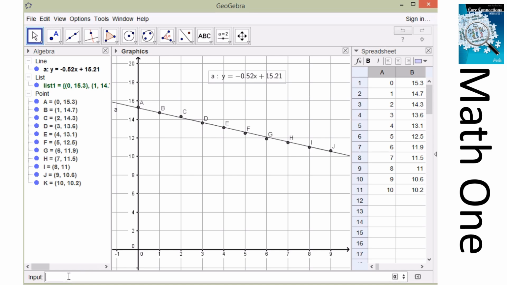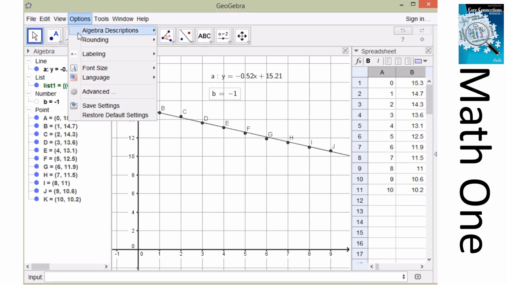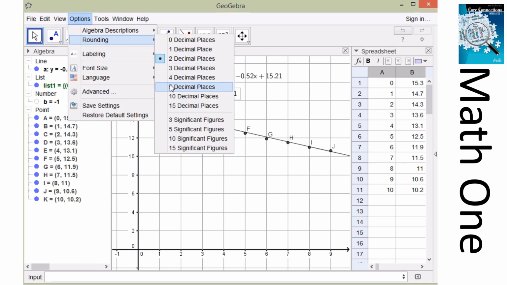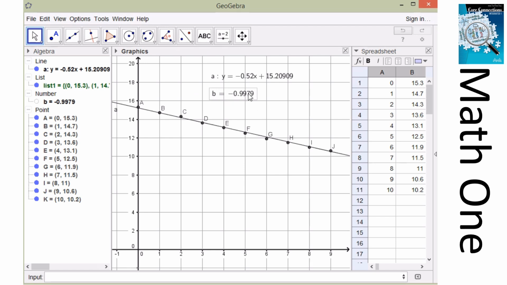I can look at the correlation coefficient by just typing in correlation. The correlation coefficient also requires the list of data, so it's list 1. When I press enter, it says my correlation coefficient is 1. That's amazing, because I know it isn't. What's happening in GeoGebra is there's a round off. If I hit options and go to rounding, I can ask for 5 decimal places. So my correlation coefficient is very, very strong.